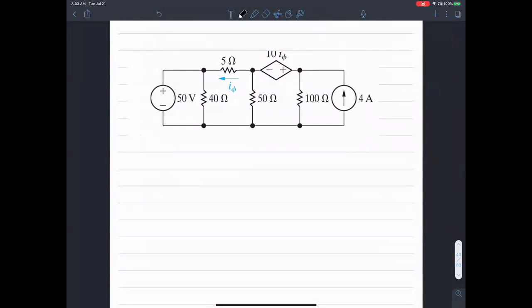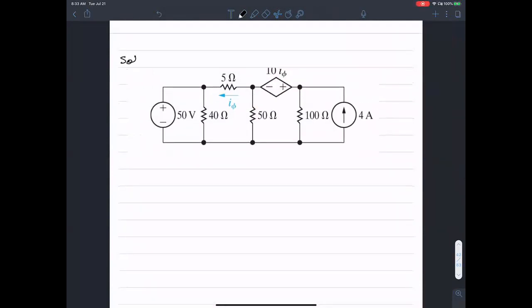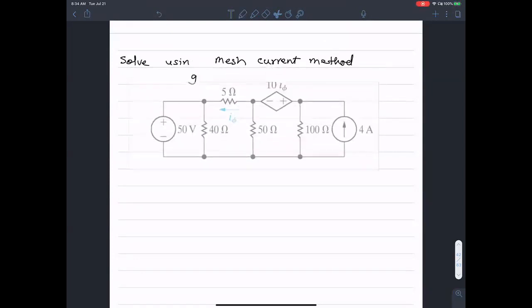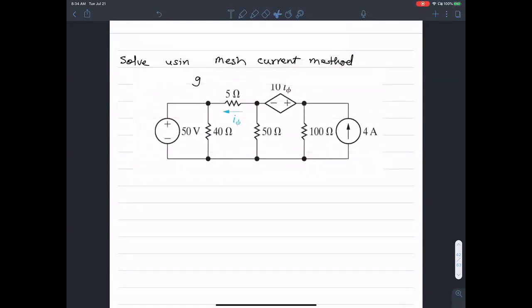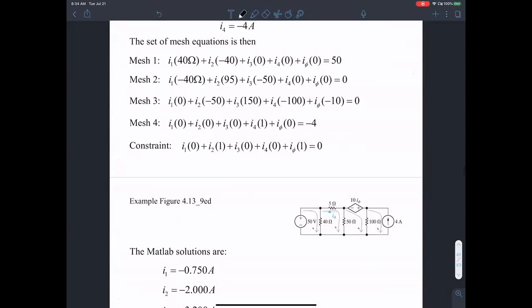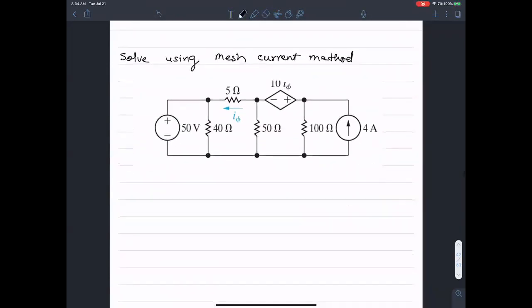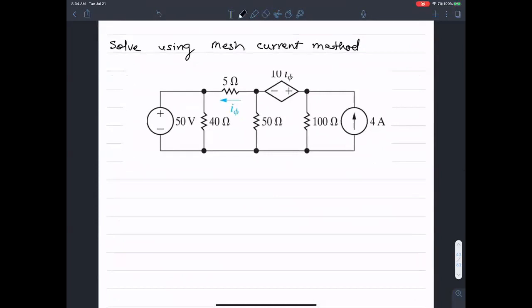For example, if I give you this problem and ask you to solve it using the mesh current method, where do you begin? It's easy for me to just say, well, here is equation one, here is equation two, here is equation three. But I want to simulate how you would go about solving the problem if you were given this. Well, the first thing you would do is to identify what your step number one is.